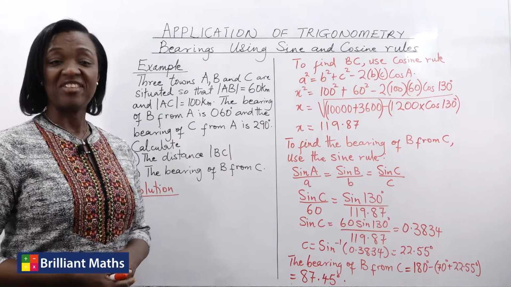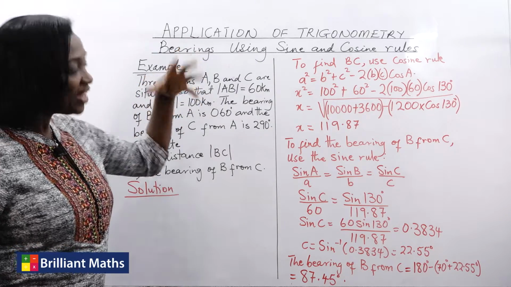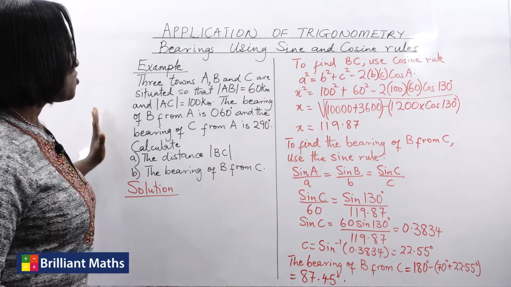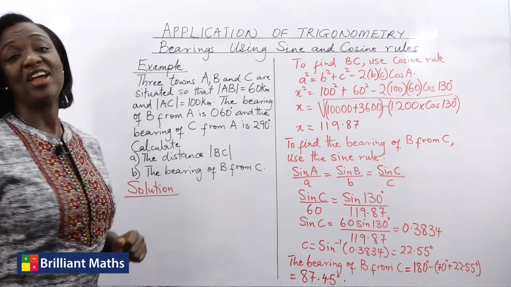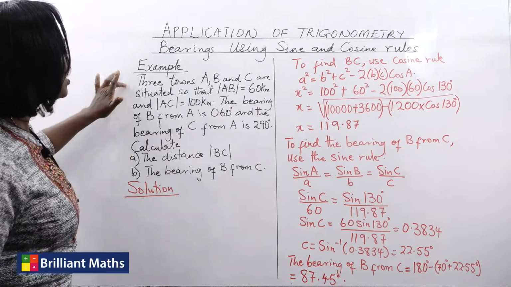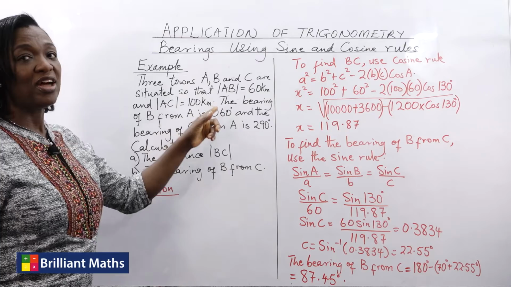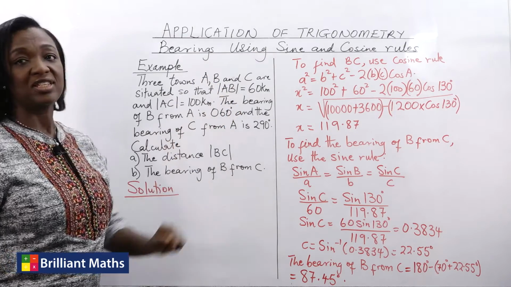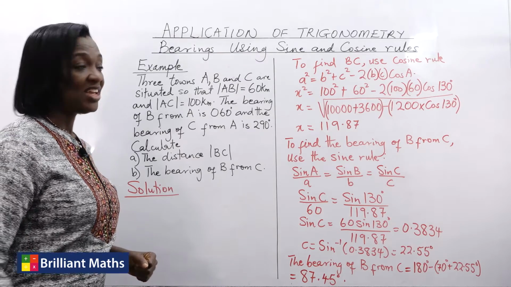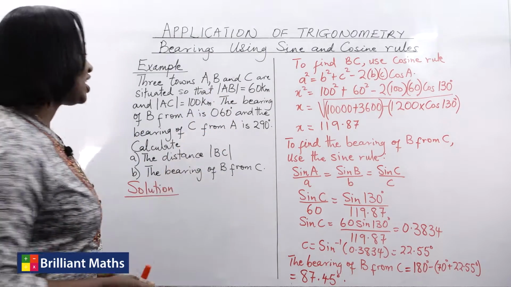We are still looking at bearings, but this time we want to look at the application of sine and cosine rules using bearings. We have an example here. You really need to pay attention for you to understand. It says 3 towns, A, B, and C, are situated so that AB is equal to 60 kilometers and AC is equal to 100 kilometers. That's the distance from A to B and the distance from A to C.